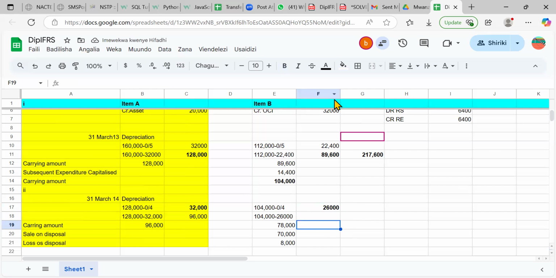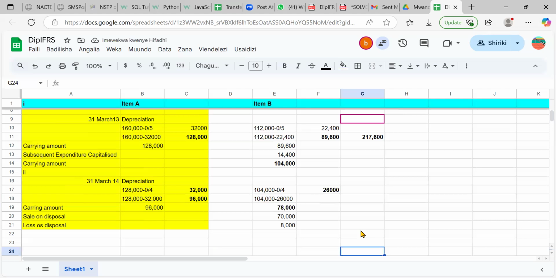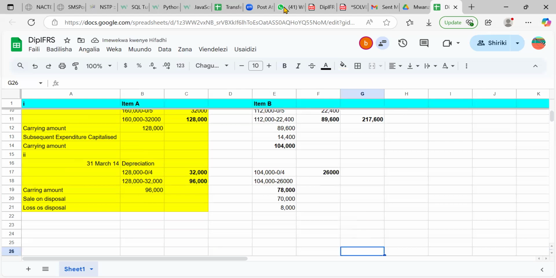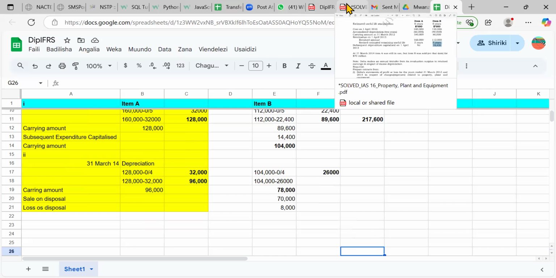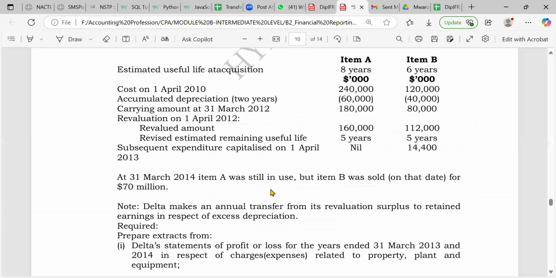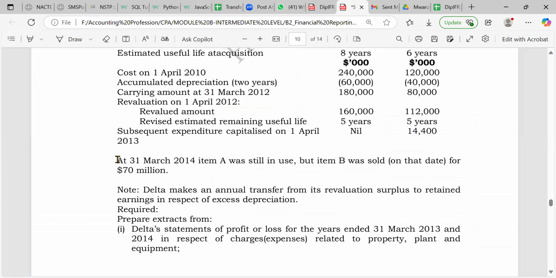And then we can have the carrying amount after deducting depreciation. 128 minus 32 is 96. This is fine. And here 104 minus 26 is 78,000. It's fine too. Now we have to look at whatever happened after that. At the end of that second year, on 31st March 2014, item A was still in use, so nothing to do.